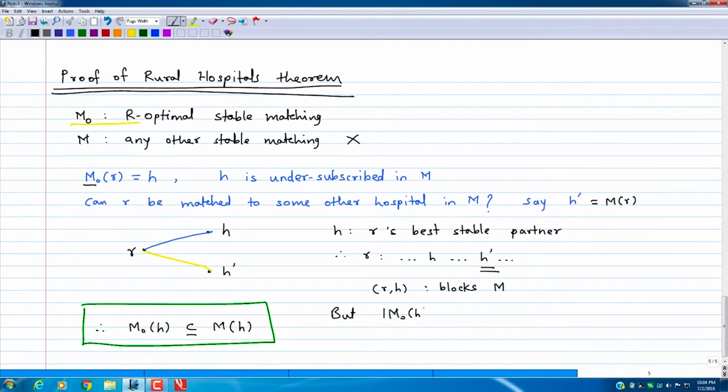So we proved that the size of M naught H equals the size of MH. This we proved by blowing up. When I say blowing up, I mean we made copies of the hospitals and then we concluded that the same number of residents should be matched to both. Okay. So these two together conclude that M naught H is actually the same as MH.